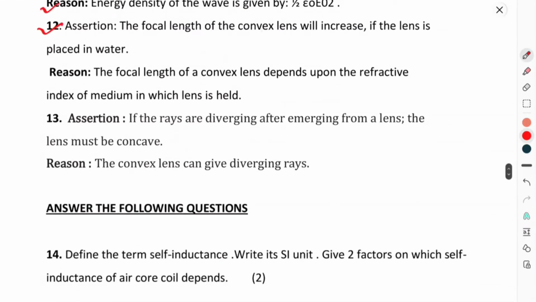Assertion: the focal length of the convex lens will increase if the lens is placed in water. Reason: the focal length of the convex lens depends upon the refractive index of the medium in which the lens is held. Question number 13: if the rays are diverging after emerging from a lens, then the lens must be concave. Reason: the convex lens can give diverging rays.